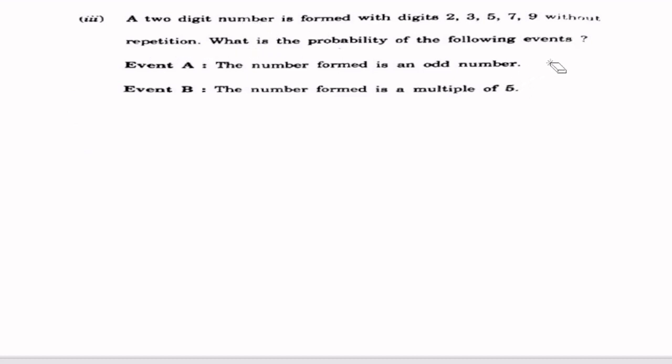So what is the probability of the following events? First, you have to find the sample space. How to find the sample space? Let's write all those combinations. So two-digit numbers with 2, 3, 5, 7, 9.